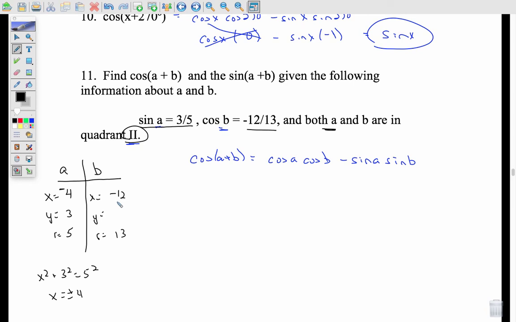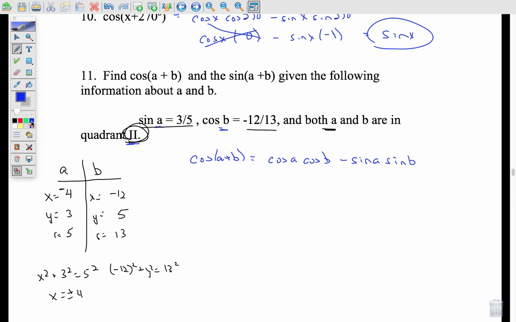Which would bring us to angle B. Cosine is x over r. So I have a -12 and a 13 here. We all should know the 12 has to be negative because in terms of our trig function values, r is always positive. So it can't be 12 over -13. It's got to be -12/13. And same idea here, -12 squared plus y squared equals 13 squared. Or if we know our triangles, it's a 5, 12, 13 triangle.